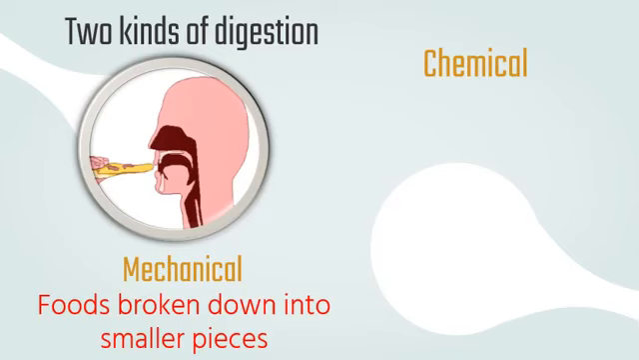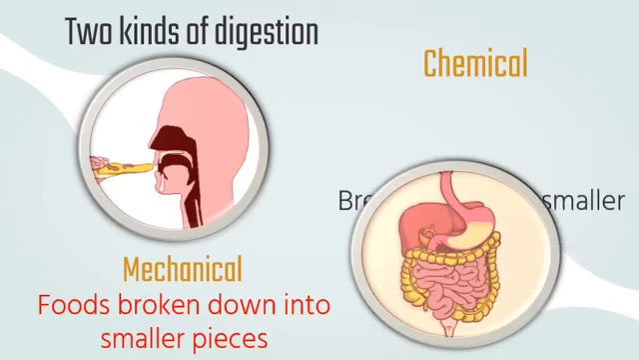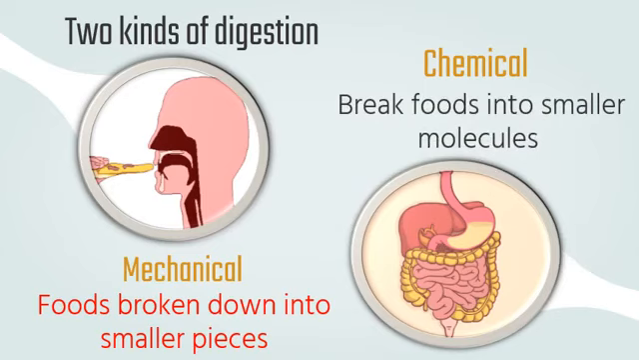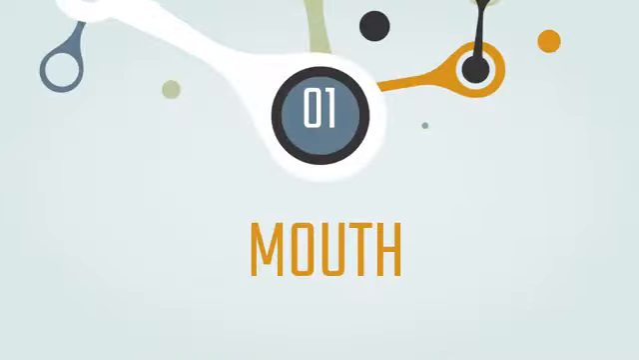On the other hand, chemical digestion breaks foods into smaller molecules. Chemicals produced by the body break foods into smaller molecules. Digestion starts in the mouth.